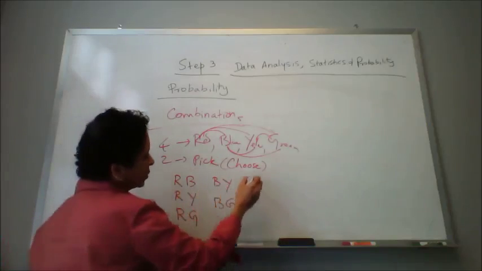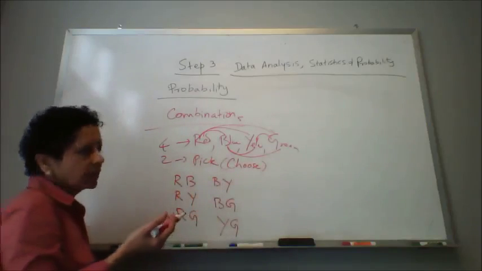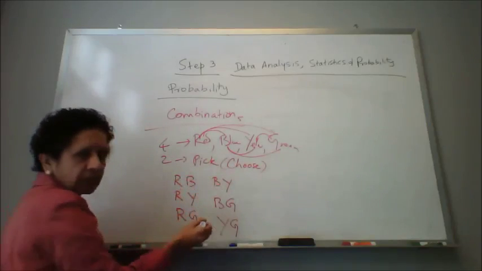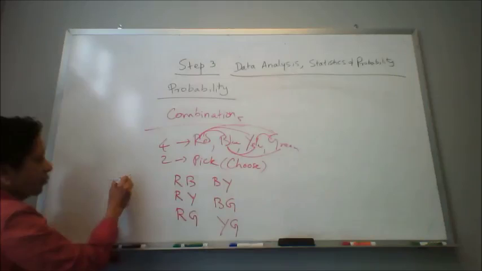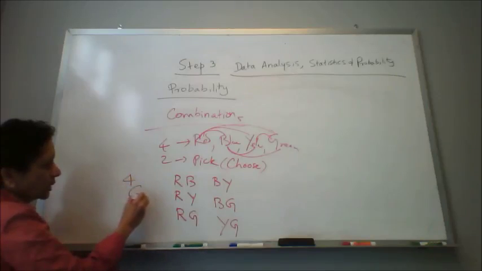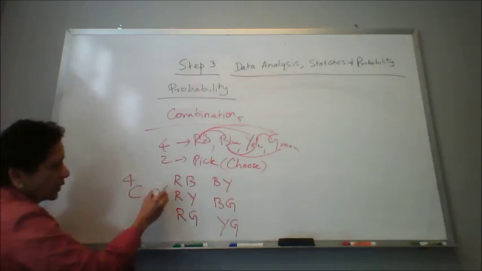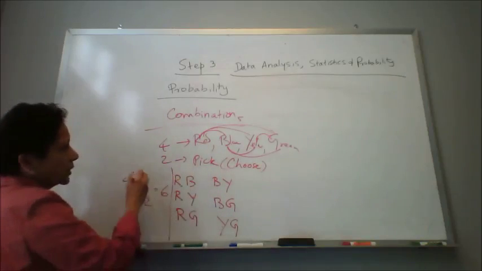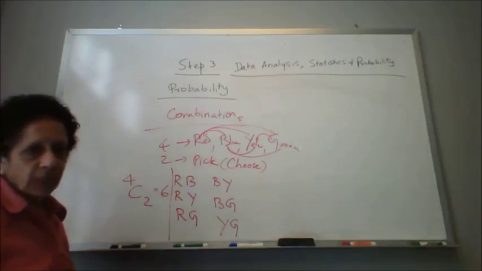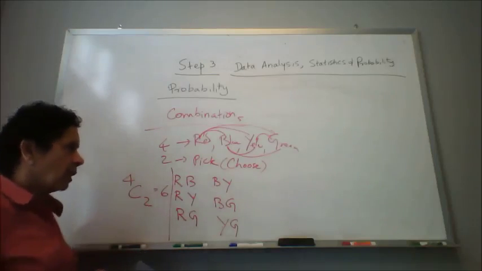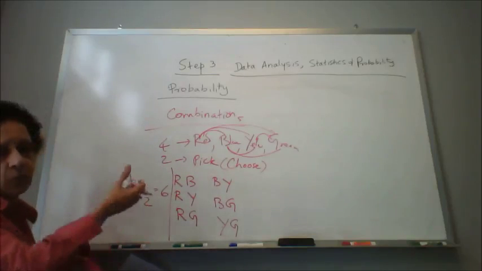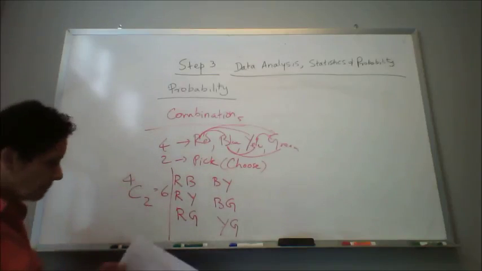So these are the 6. The total number of possible combinations is exactly 1, 2, 3, 4, 5, 6, okay? So from 4, I'm choosing 2, and that number is 6. That's what we got here. This is called the combinations, and you do get combination problems, or probability problems, where you need to count this, okay?